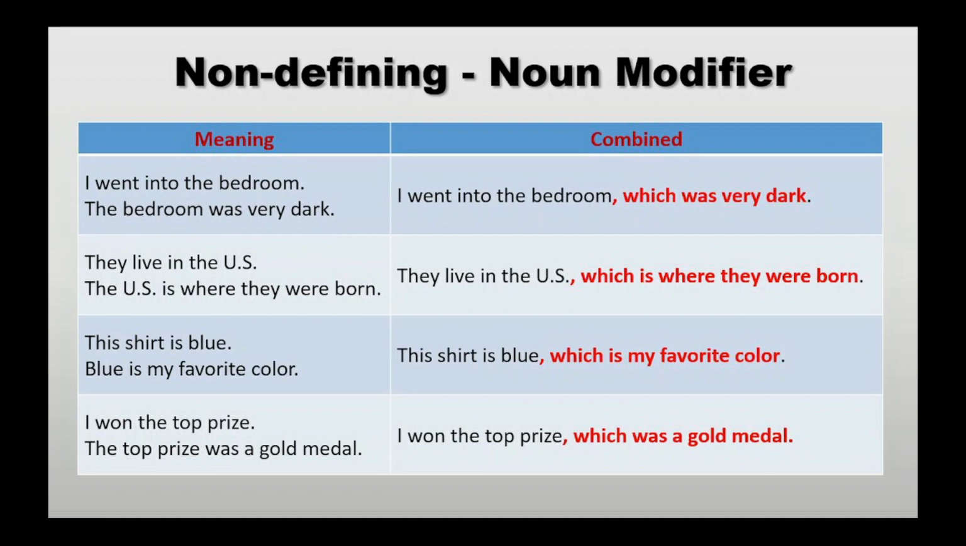All right, as I did before, I'm going to read through these again, pretty quick speed. Try to catch how I'm grouping these. Try to catch where I'm pausing in between the main sentence and the relative clause, the non-defining relative clause. Please listen. I went into the bedroom, which was very dark. Next, they live in the U.S., which is where they were born. Next, this shirt is blue, which is my favorite color. Next, I won the top prize, which was a gold medal.